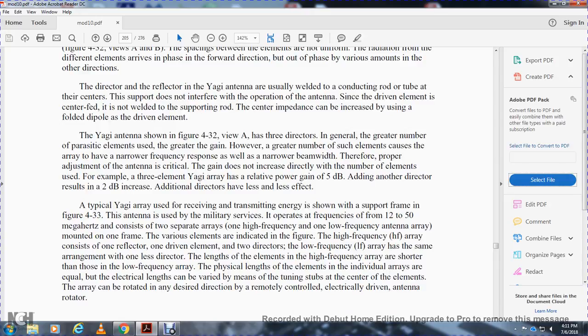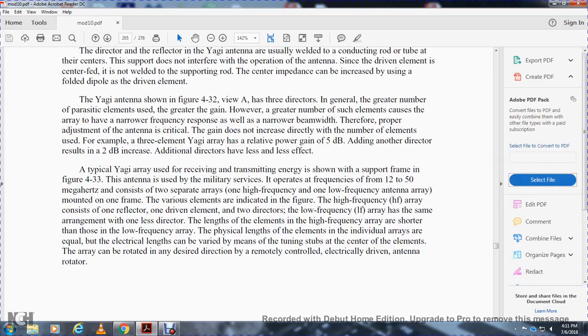The Yagi antenna is shown in figure 432 with three directors. In general, the greater the number of parasitic elements, the greater the gain. However, the greater number of such elements gives the array a narrow frequency response as well as a narrow beam width. The gain does not increase directly with the number of elements. For example, a three-element Yagi array has a power gain of about 5 decibels, and adding another director results in a 2 decibel increase. Additional directors have less and less effect.